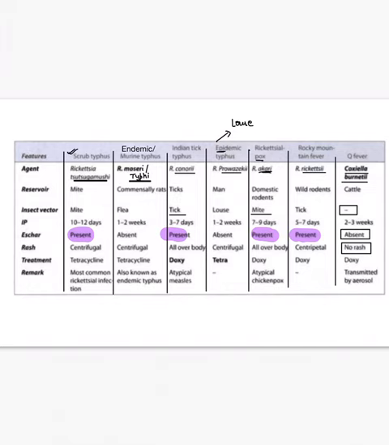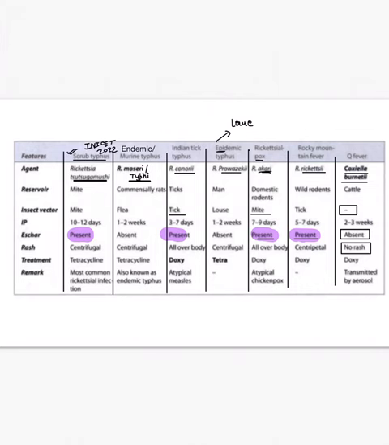INICET 2022. This is a scrub typhus question. So what happens here, guys? You have an eschar present here. Indian tick typhus may also show eschar. Then you have eschar in rickettsialpox and Rocky Mountain spotted fever. So these are the places where you may see eschar.